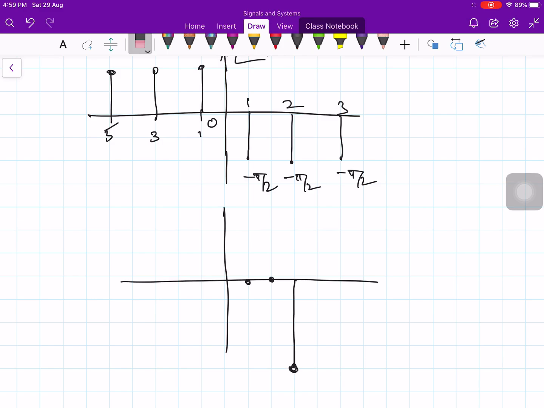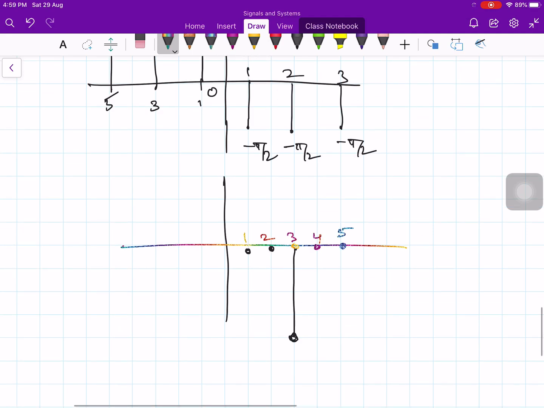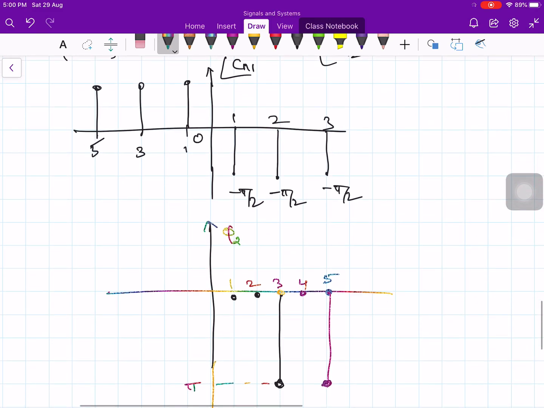Okay, and at 4, sorry, 1, 2, 3, at 4 no value. You can compute and you can plot it. It's straightforward. At 5 it is pi. So therefore this is the phase of, let's say, phi n 2. Okay, that is the phase angle of Cn2, right?